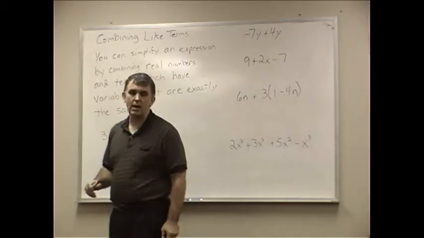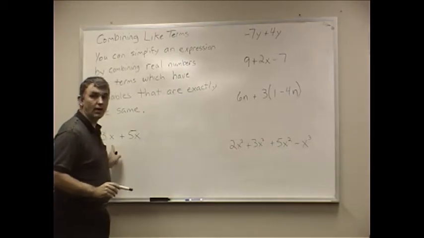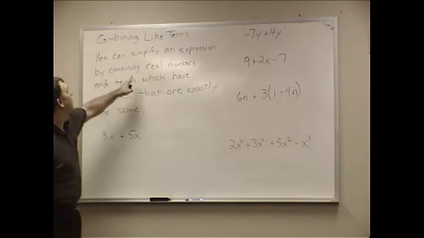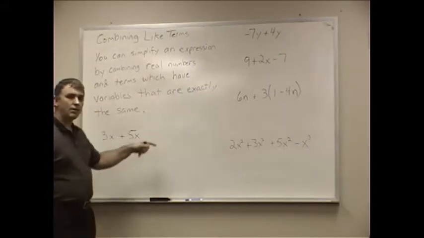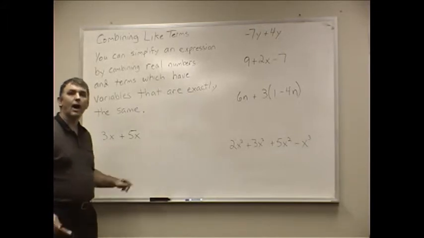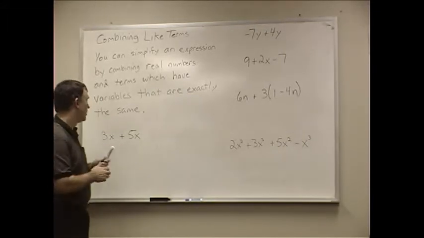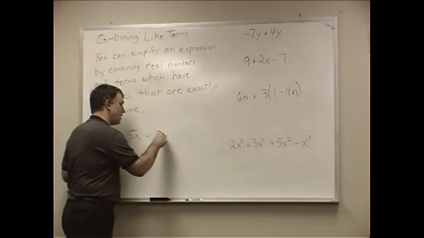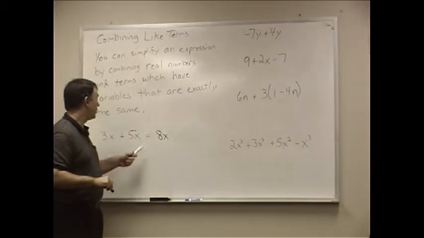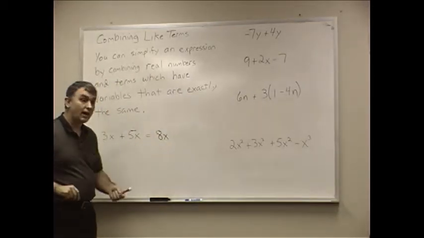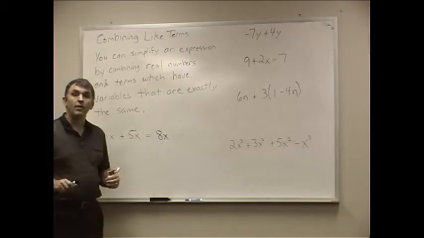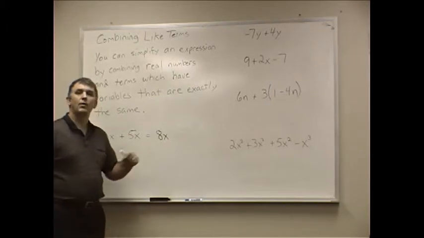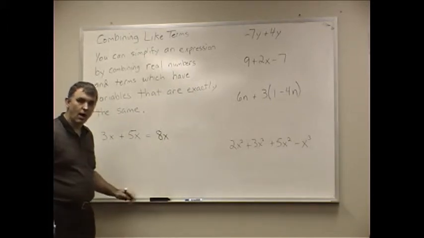Now, what does that mean? If you take a look at my first example here, I've written 3x plus 5x. The variables are exactly the same. I have x and x. I'm allowed to combine those. So when I add 3x and 5x, I end up getting 8x. Now occasionally I'll get somebody that wants to write 8x to the second. They think, well, I have to add the 1 and the 1. That's when you're multiplying. When you're adding, you're just adding up the coefficients, the numbers that are in front.